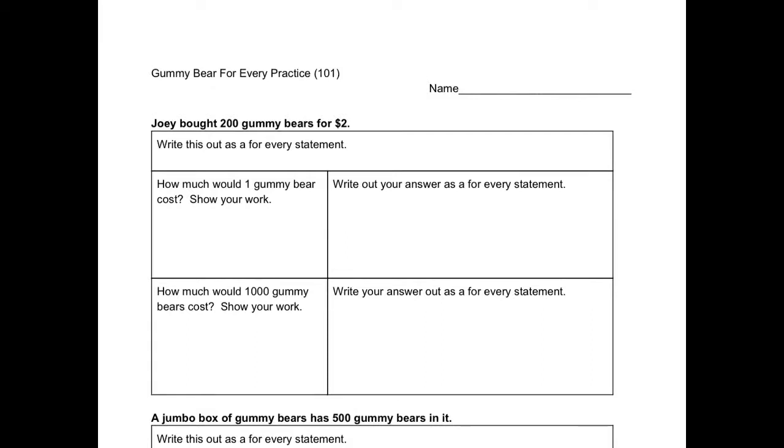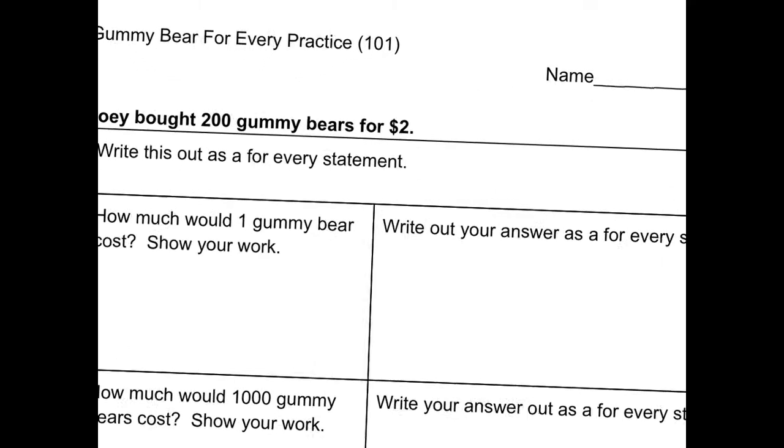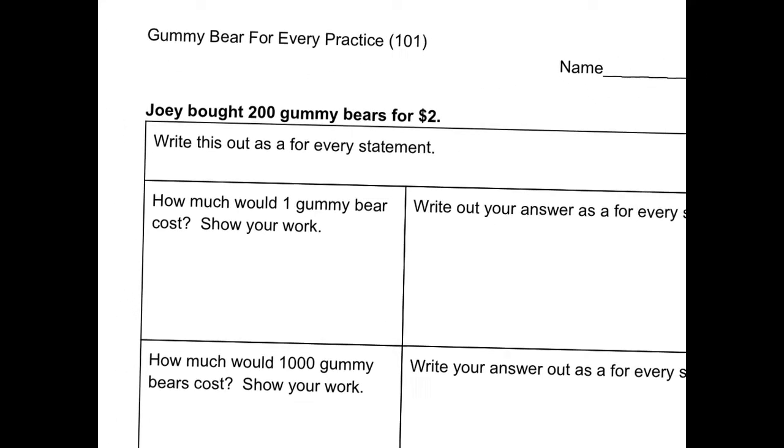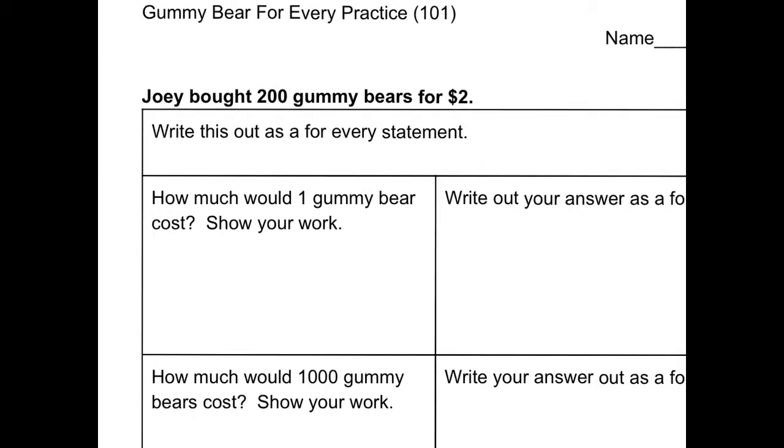Okay, I'm going to quickly go over the Gummy Bear work tonight. It says Joey bought 200 gummy bears for $2, and then it asks you to write that out as a for every statement. So we're going to go ahead and quickly do that. We say for every 200, I'm just going to abbreviate gummy bears to GB, there is $2.